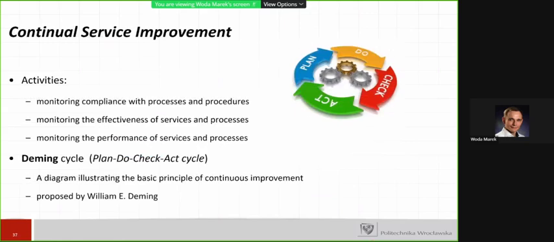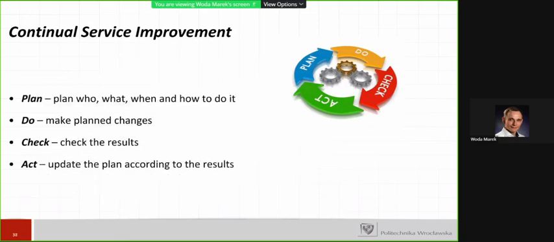And a few words about continual service improvement. This is one of the pillars of ITIL, which is aligned with some kind of recurring behavior based on the so-called Deming cycle. Deming was one of the American economists who came up with the idea that we can work in a cycle. We can prepare something, plan actually, like a change.